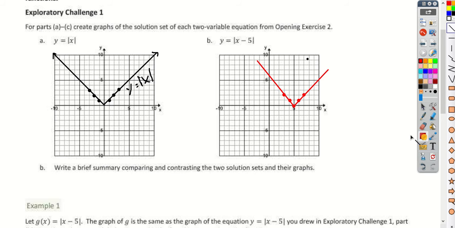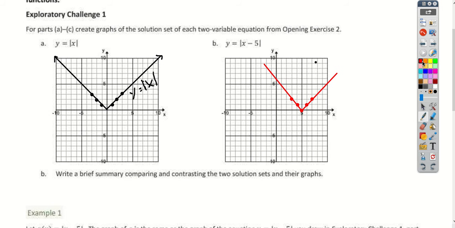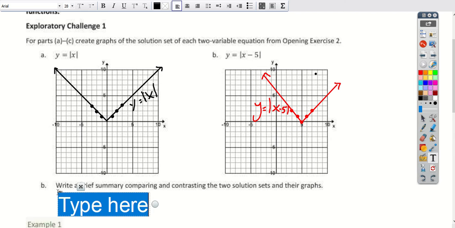So there's our two equations. Once again, got to make sure we're throwing arrowheads on there, or that we've extended the line off the graph or to the end of the graph. And we don't need the equations, but we're going to put them in there. So write a brief summary comparing and contrasting the two solution sets. And we would say the solution sets essentially are the points.